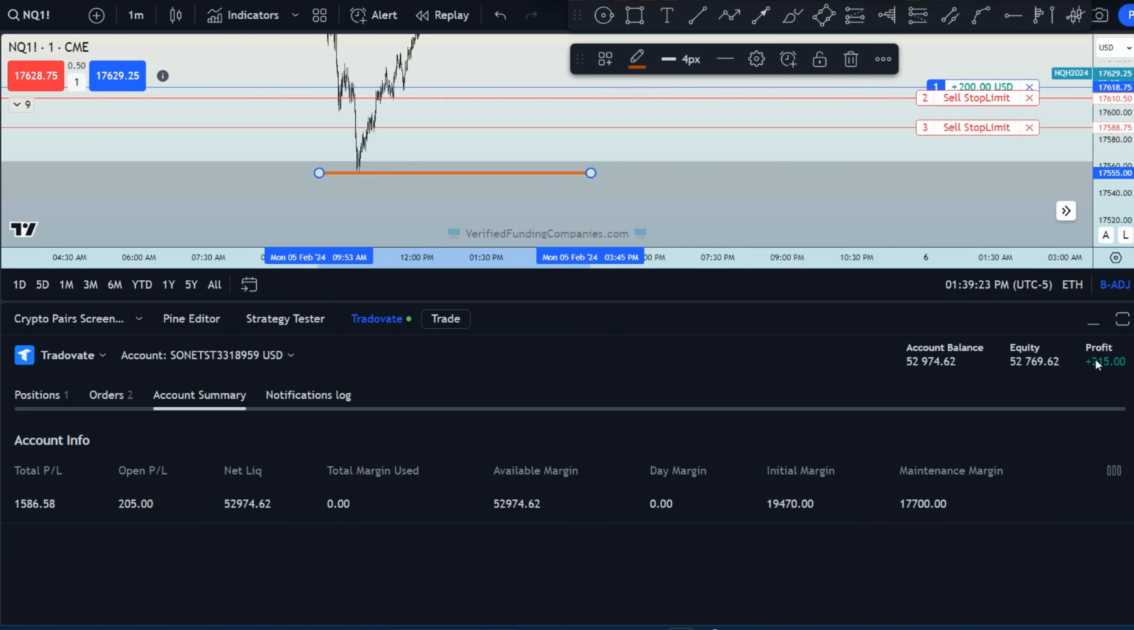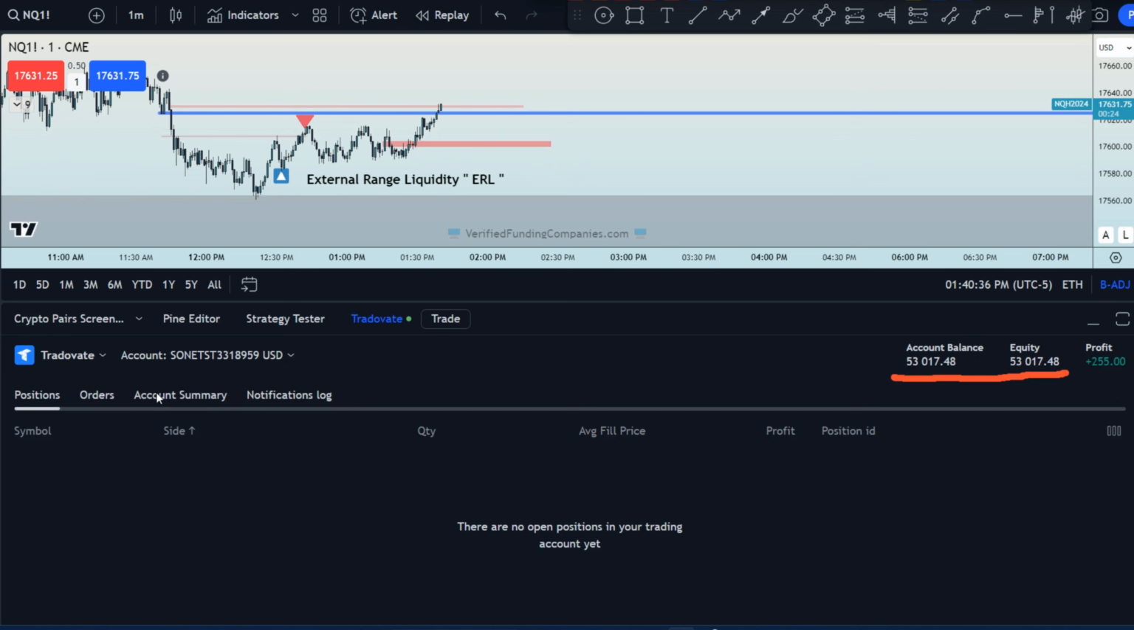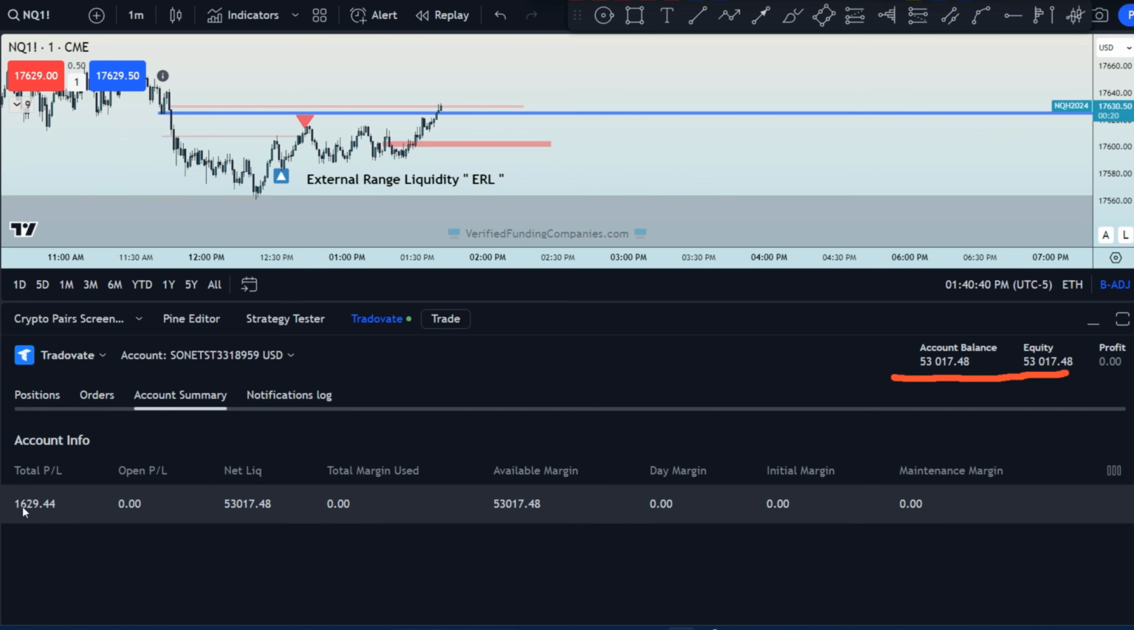Let's check my balance real quick. So there we go. Boom. Evaluation passed. Oh, I went over the 1500s. I'm gonna have to trade on this again tomorrow.